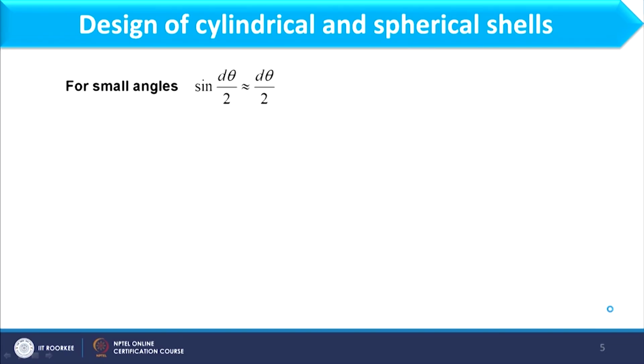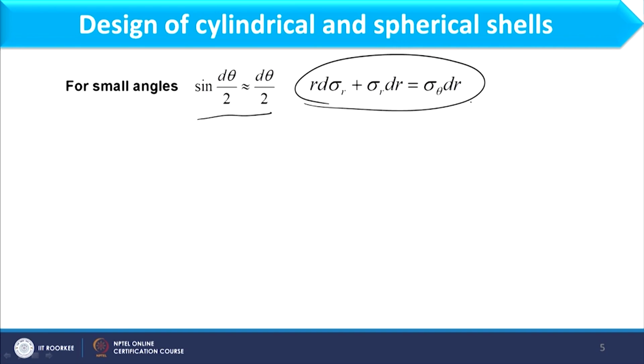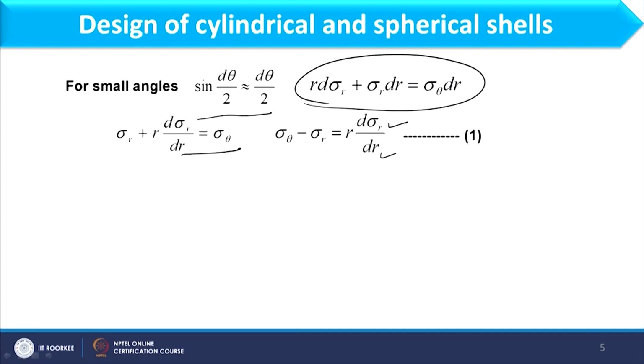For small angles, we can replace sin d theta by 2 with d theta by 2. So, considering this d theta by 2 and resolving the previous equation, we can get r d sigma r plus sigma r dr equal to sigma theta dr. So, this would be the equation after resolving the previous equation. Again we can rearrange this in this form, and then further we can rearrange this as sigma theta minus sigma r equal to r d sigma r by dr. So, that I will consider as equation 1.